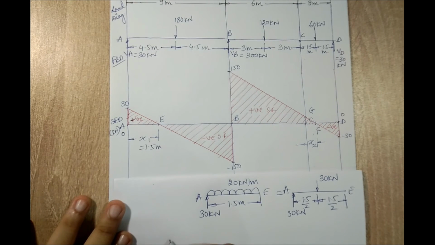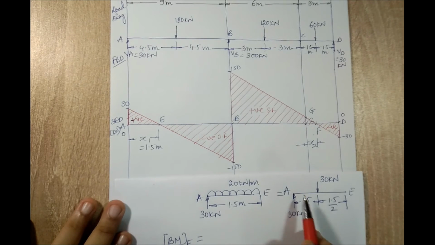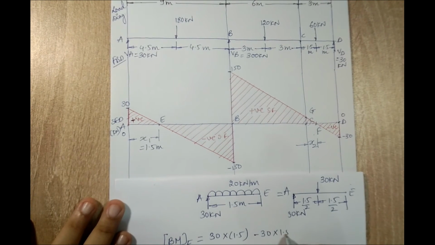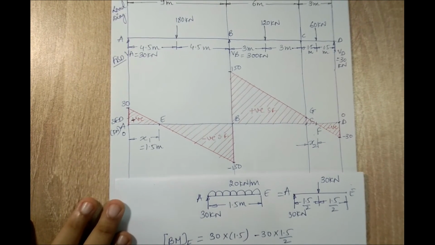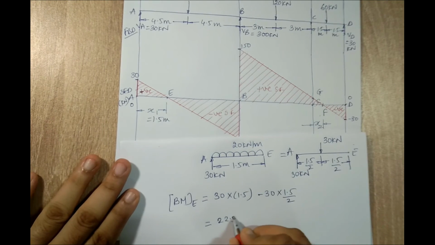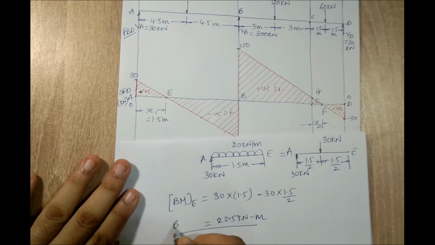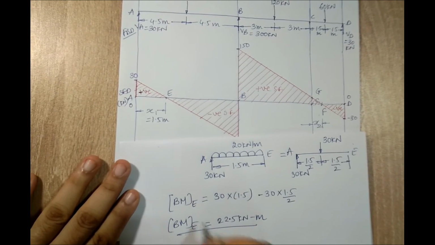So I have to calculate the bending moment at E. So I'll take moments of all the forces towards E. So I'll have 30 into 1.5 and I'll have minus 30 into 1.5 by 2. I get the answer as 22.5 kilonewton meter. So this is the value of bending moment at E.